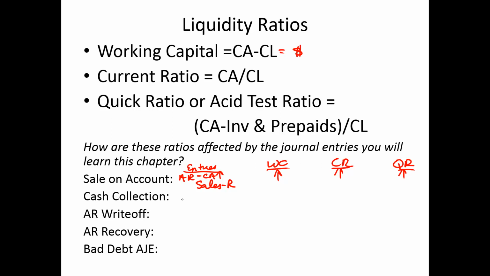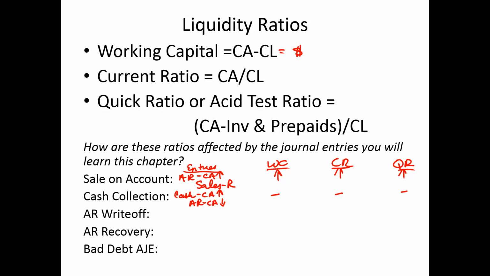Cash collection is debit cash, credit accounts receivable. Cash is a current asset, it's going up. Accounts receivable is a current asset, it's going down by the same exact amount. So there is no impact on either the working capital, current ratio, or the quick ratio.